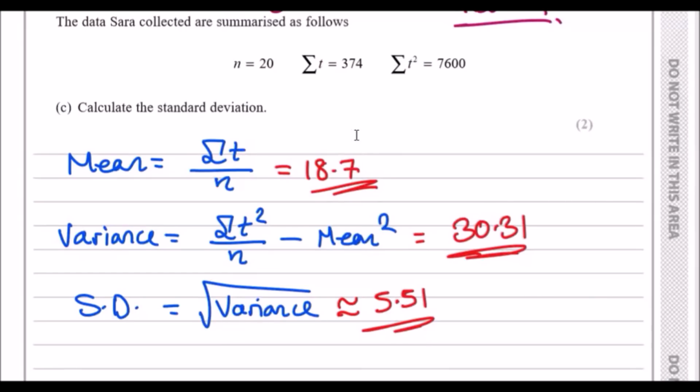If you're not sure how to memorize this, I would do the mean first and realize that the variance is very similar, except that t becomes t squared, and then you subtract the mean squared. Then to get the standard deviation, you just square root your answer. And that's it. That's really it.